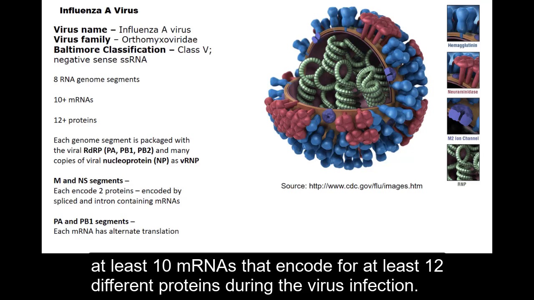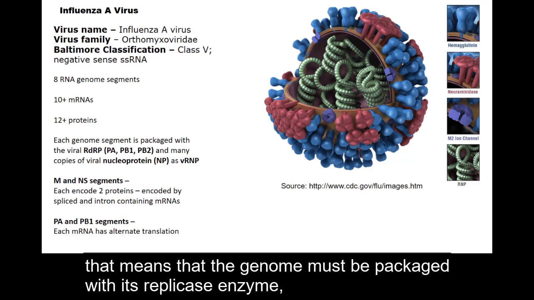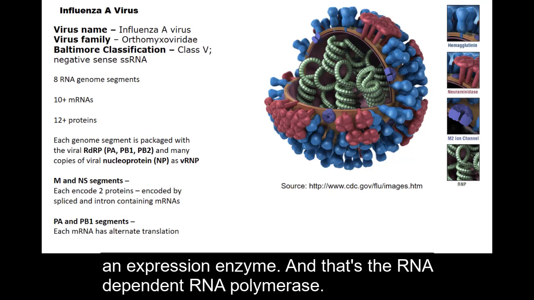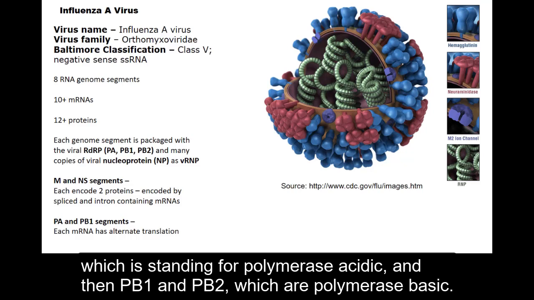during the virus infection. Now, in the virion itself, because it's negative sense, the genome must be packaged with its replicase and expression enzyme, and that's the RNA-dependent RNA polymerase. For influenza, that's a trimer made out of 3 proteins: the PA protein, which stands for polymerase acidic, and then PB1 and PB2, which are polymerase basic.